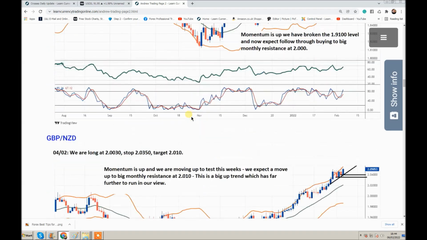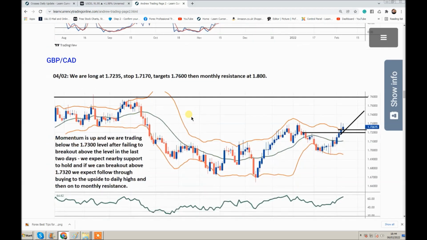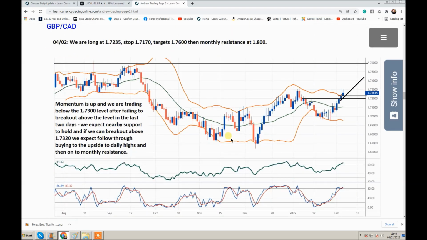GBP CAD is my next pair. Now, in terms of GBP CAD, we were long in the weekly forecast I did last week. We did bank out 150 pips, and then we wanted to come back in, and we did at 172.35. So here, we got a bit there. Came in, we did exhaust. Then we're a little bit firmer on Friday. So basically not too far away from our entry.